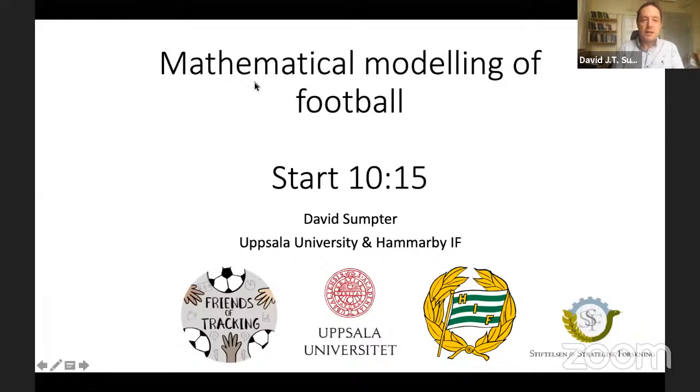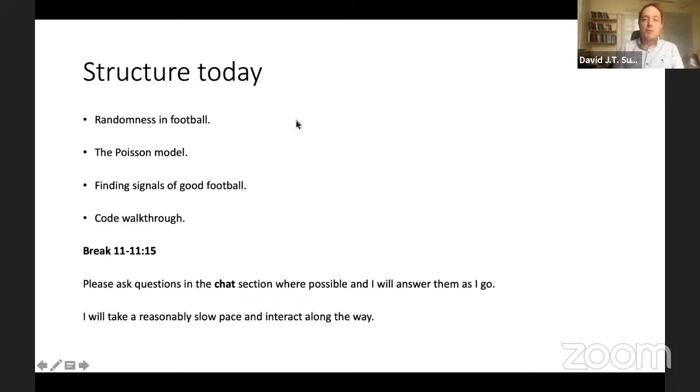Okay, I've started off with a few abstract things. I'm going to make it more concrete as we go on about how we're going to use the Poisson distribution. I'll get my screen shared here. And I need to click that. Yeah. So what's the structure today?